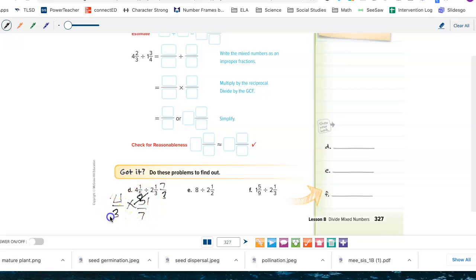I'm going to cross my 3's out. 7 and 21 have a common factor of 7. So 7 can go into 21 3 times. So when I multiply across, I get 3.